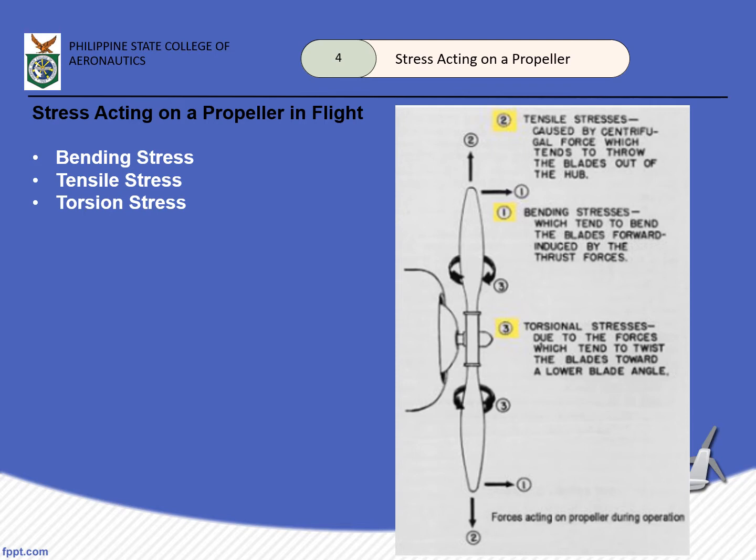So, the tensile stresses naman caused by anong force? Syempre yung kanina, which tends to pull away, according nga sa arrow natin, from the rotation. This is caused by the centrifugal force, which again tends to throw the blades out of the hub. And the last one is torsional stress. So this is due to the forces which tend to twist the blades toward a lower blade angle. So those are connected sa ating na-discuss na forces acting. So nagka-cause sila syempre ng stress.